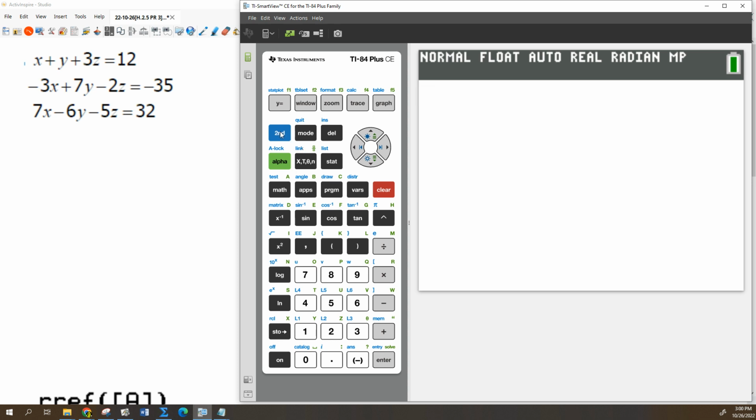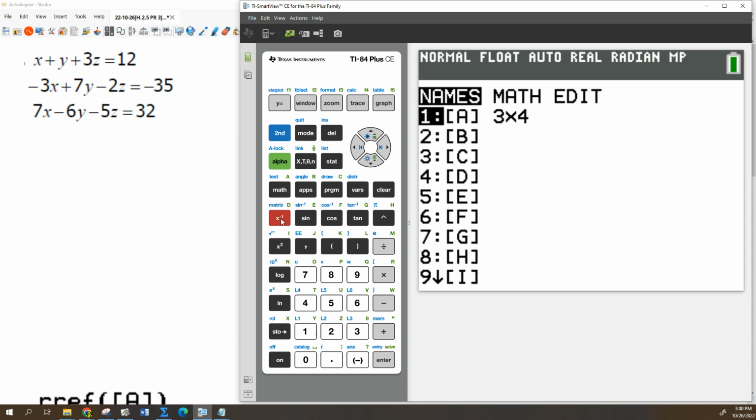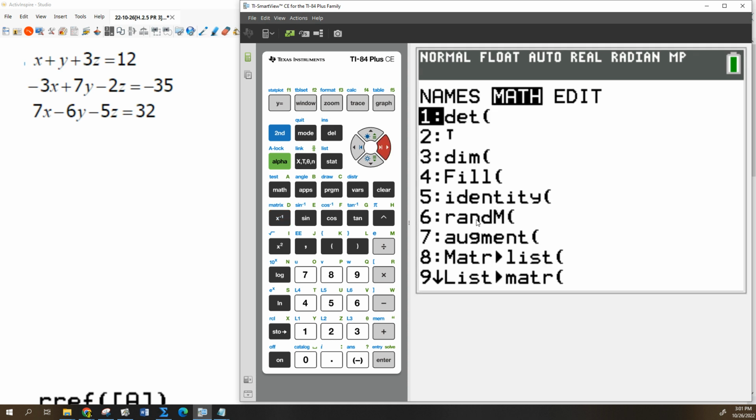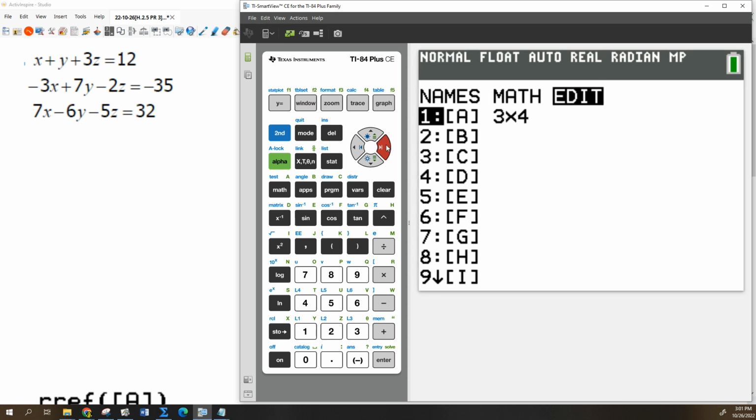You have to go to the matrix screen, which is right there. So I hit second matrix, and then there are three different menus. The names menu, which is how you retrieve matrices to do stuff with them. We're not there yet. We have to build it first. There's the math menu, which is where we can do all kinds of matrix math with our matrix. And then there's the edit menu, which is what we need. The edit menu is what's going to build the matrix that we're going to use to solve this problem.